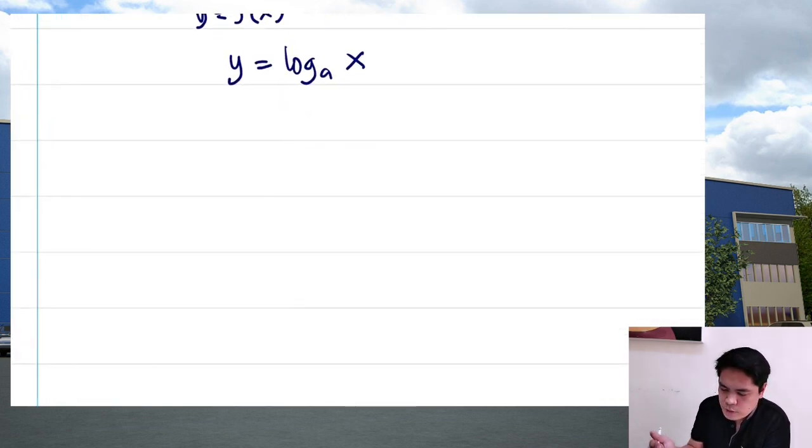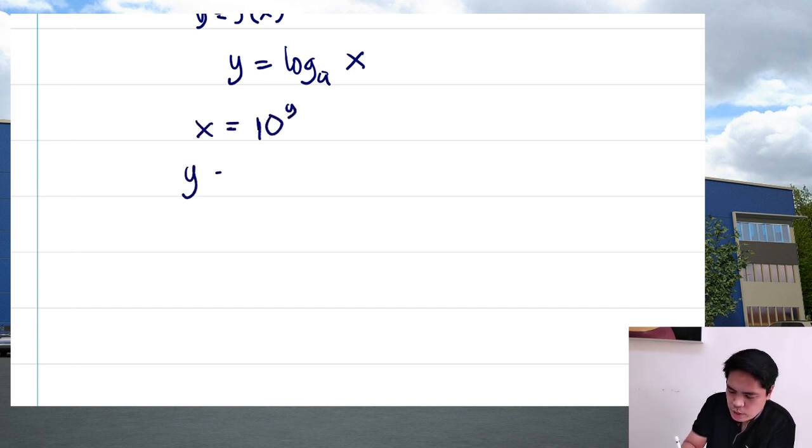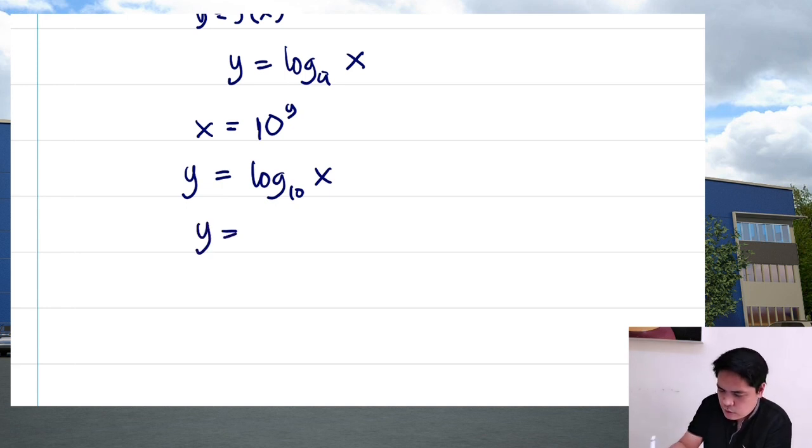Okay. Now, if we have x is equal to 10 raised to y, then therefore y is equal to the logarithm of x to the base 10. Or, for bases of 10, or for those logarithms with base 10, we just write logarithm of x. So, pag wala siyang naka-indicate na base, that is automatically base 10. So, we call this common logarithm.